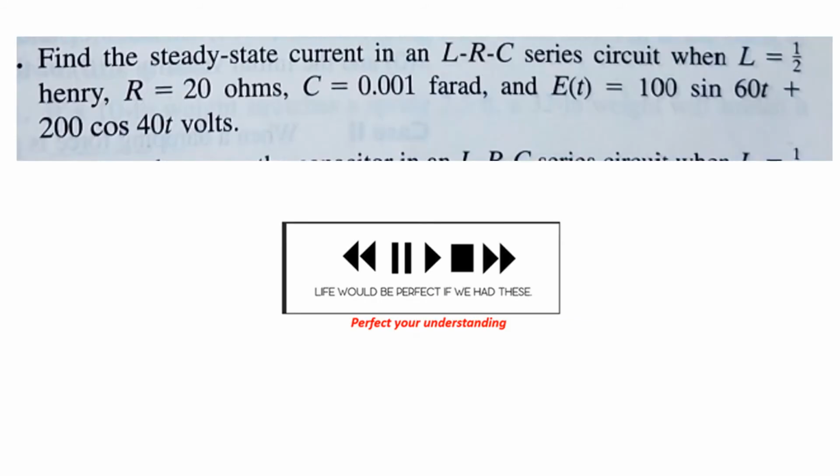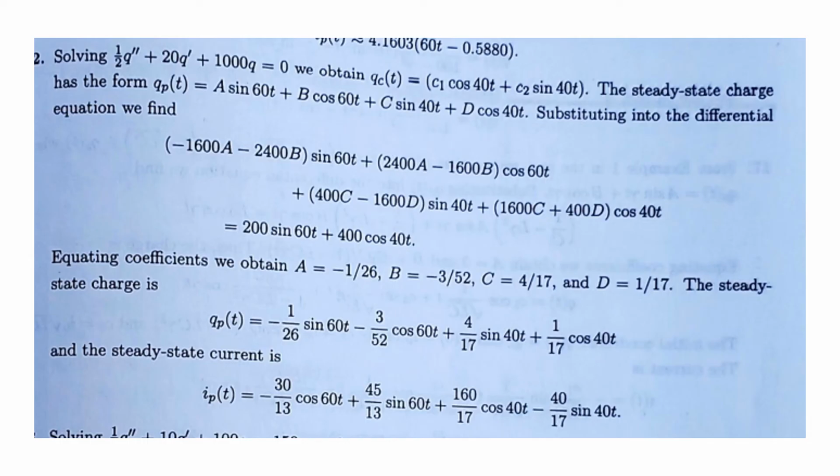Let's look at another problem. Find the steady state current in an LCR circuit where L is 1/2 Henry and you have all of these numbers. Note that C is a very small number of farads. And here you have a kind of complicated electromotive force because you have something operating at 60 cycles a second, something else operating at 40 cycles per second, with different amplitudes. But anyway, it's just a differential equation. You know what to do. Let's see how you did.